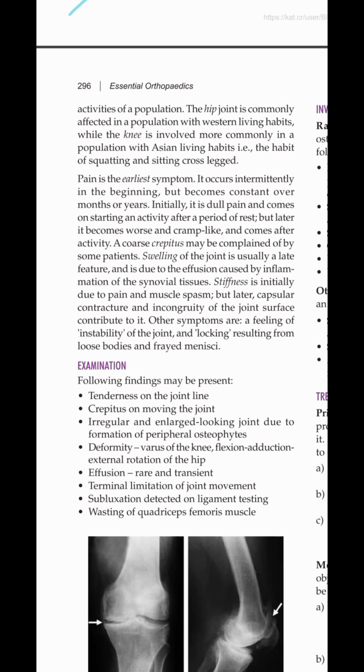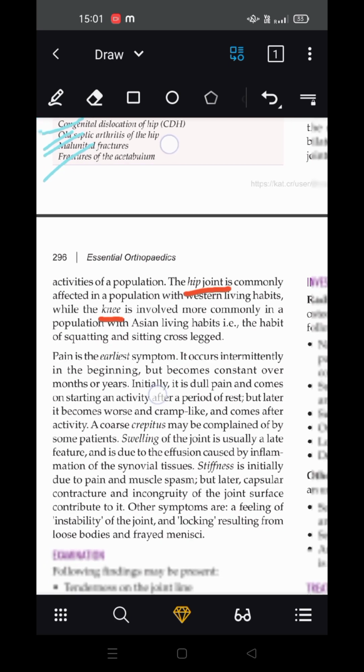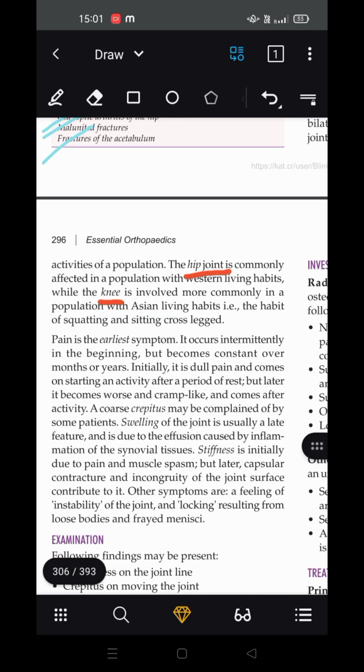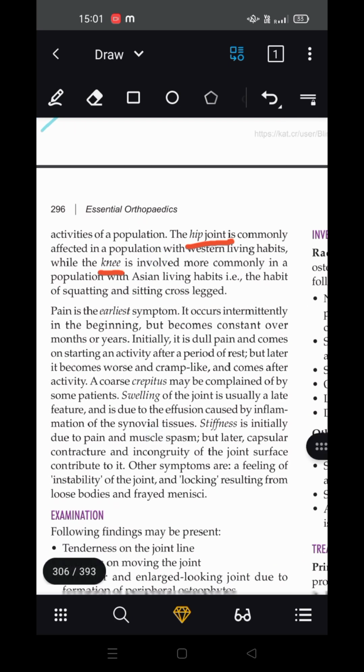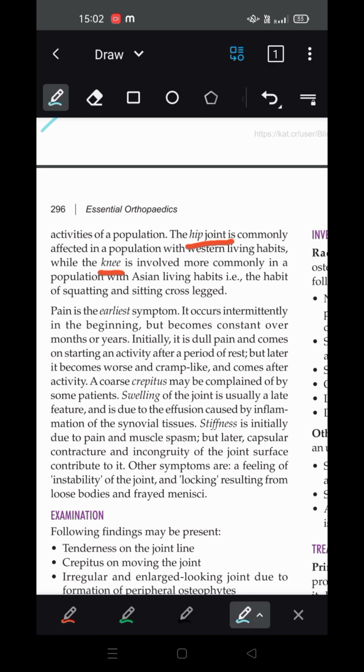So the hip joint is commonly affected in populations with Western living habits, while the knee is involved more commonly in populations with Asian living habits, with habits like squatting and sitting cross-legged. Moving forward, knowing the symptoms of OA. The first, earliest symptom is pain.